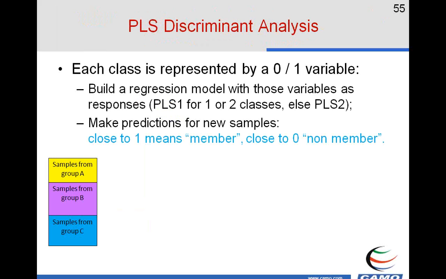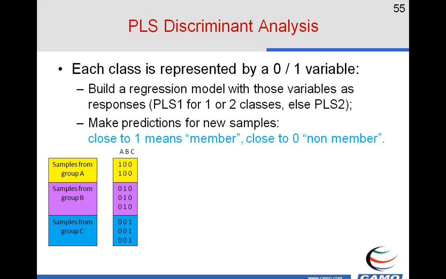So if a sample has the value 1, it means that it's a member of the group, and if it has a 0, it's a non-member of the group. So here I had 3 groups, so I make 3 variables, A, B, and C, and I will put 1 in the column A in front of the samples that belong to the group A, and then 1 in the column B for the samples of the group B, and same thing for C.